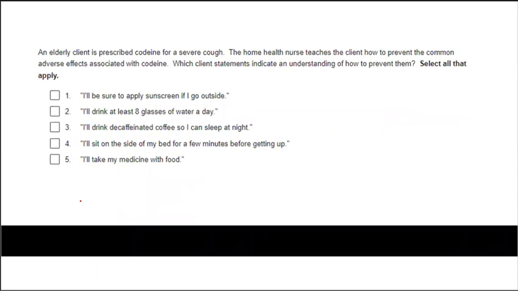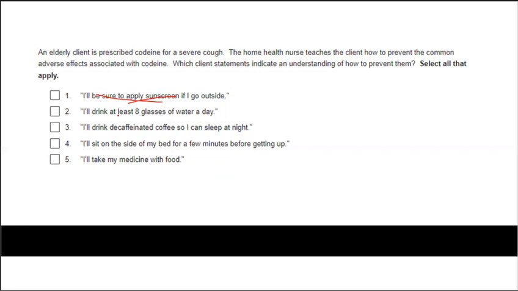So many questions. An elderly client is prescribed codeine for a severe cough. Okay, so codeine for a severe cough. The home health nurse teaches the client how to prevent the common adverse effects associated with codeine. Which client statements indicate an understanding of how to prevent them? Select all that apply. Again, we don't see photosensitivity with clients on opioids or who are taking codeine. So I'm going to eliminate option 1.